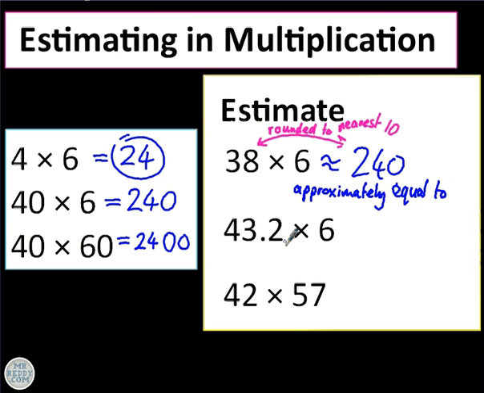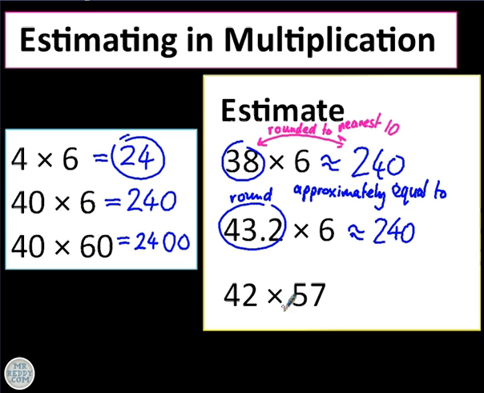Okay? 43.2 times 6. What's a good estimate for that? Again, round the numbers that are not particularly easy to work with in your head to a number that is easy to work with in your head. 43.2 rounds to 40, and that is a number I can work with in my head. Times by 6. 40 times 6 is 240. So a good estimate for 43.2 times 6 is 240. So here we just had to round one number, and in this one we just rounded one number.